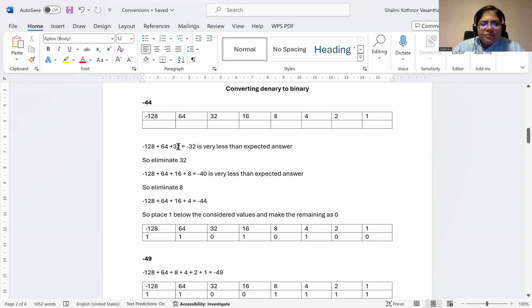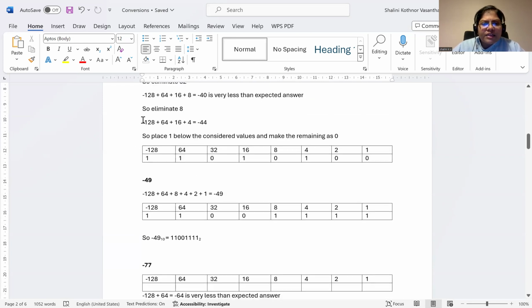We'll remove this 32, make that 0, and then we'll go for the next number, which is 16. Try to add that number. If it is less, then try to add the next number as well. In that way, we get the answer as minus 40, but that is too low compared to minus 44, correct? So it is not matching. That is why we will eliminate 8 by using backtracking and mark that as 0, and then the next number will be considered, which is 4, which makes up a total of minus 44.